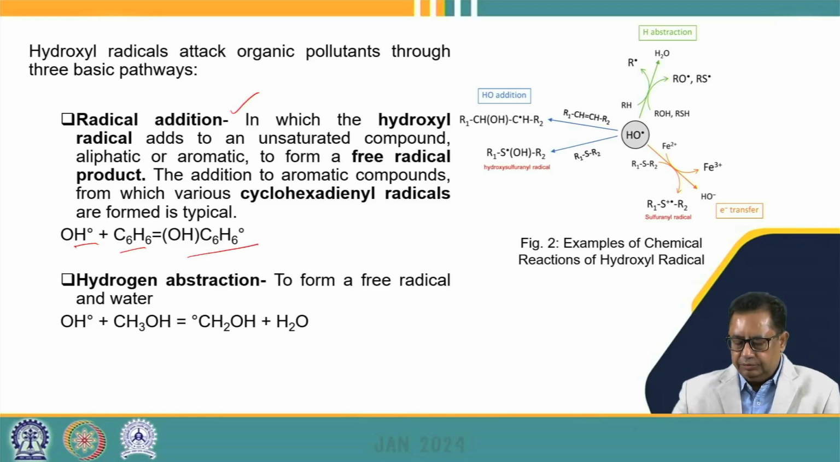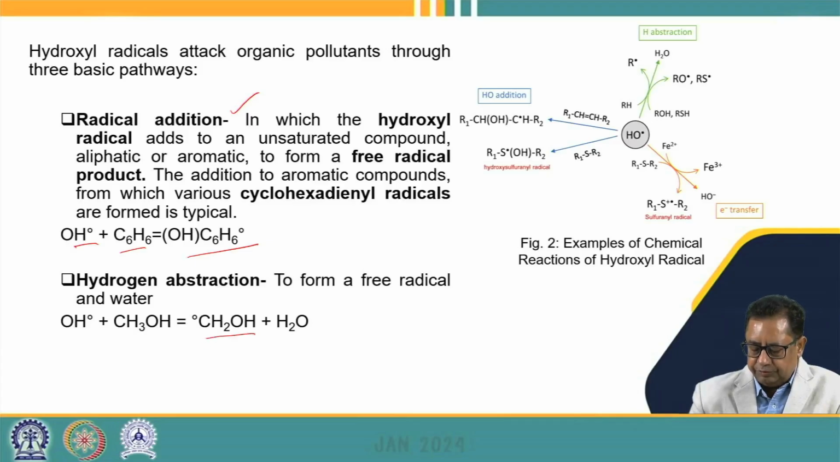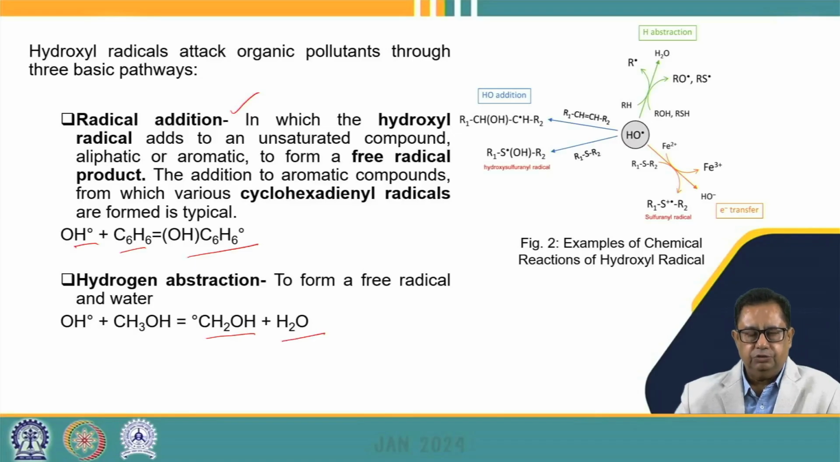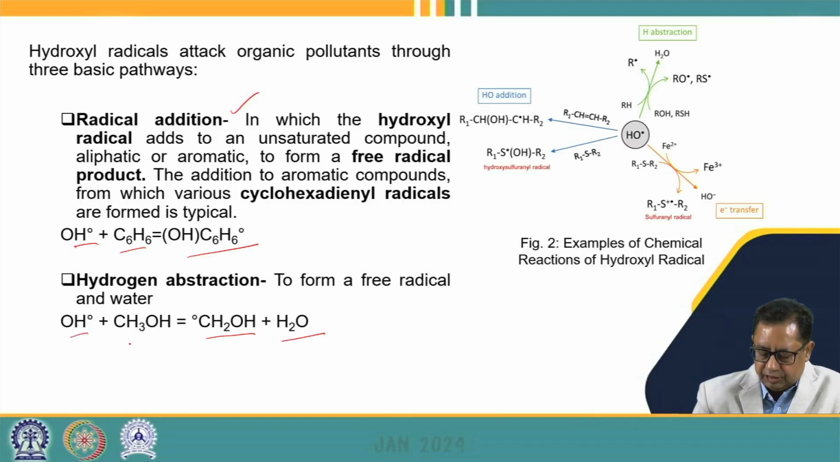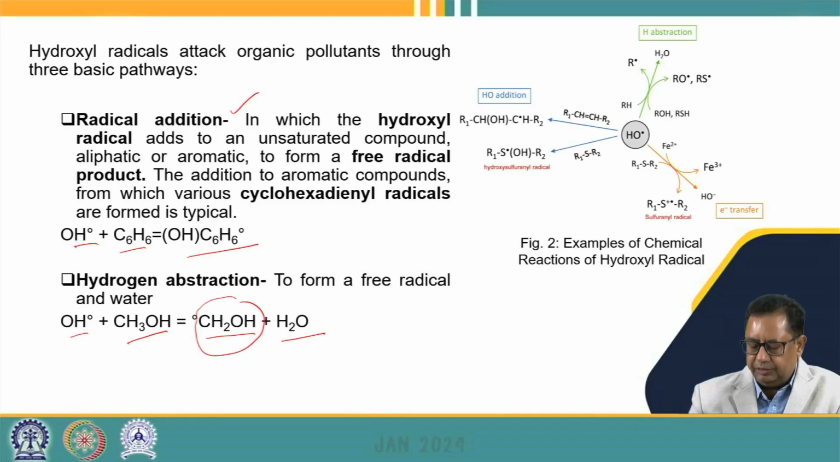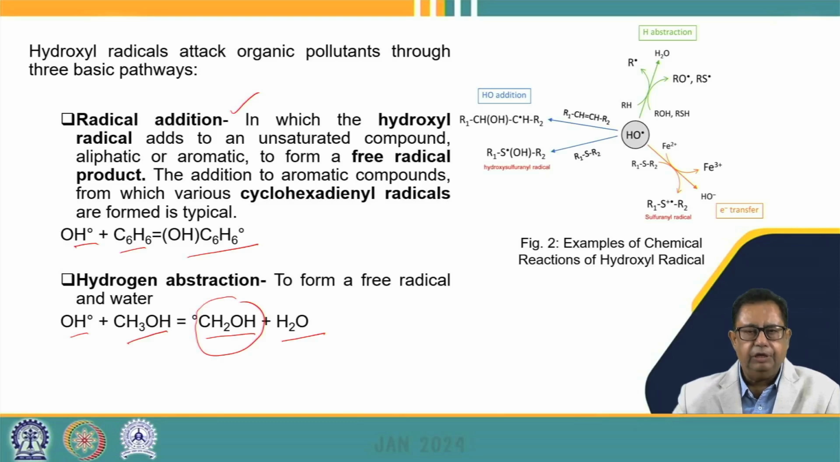Okay. Similarly, another pathway can be hydrogen abstraction, that is, the hydrogen can be extracted from that compound and a free radical is generated, and similarly, water is generated from such hydrogen abstraction. So, dot OH radical may take the H from here and it may form the radical of methanol in this case, right? And the water is basically formed here.